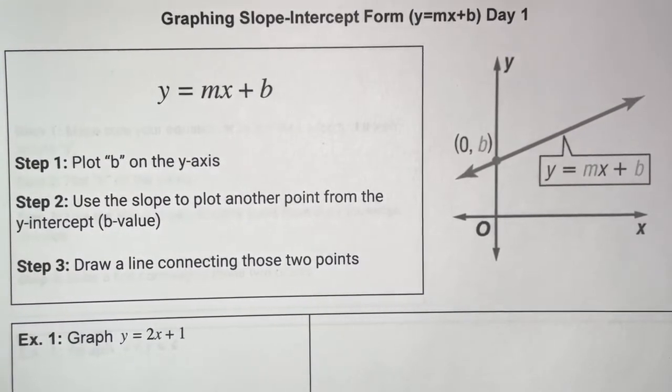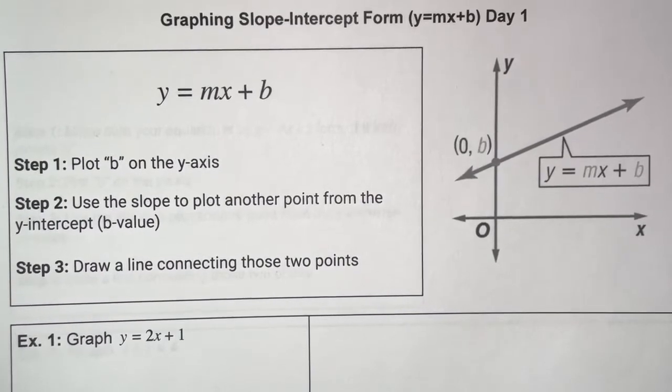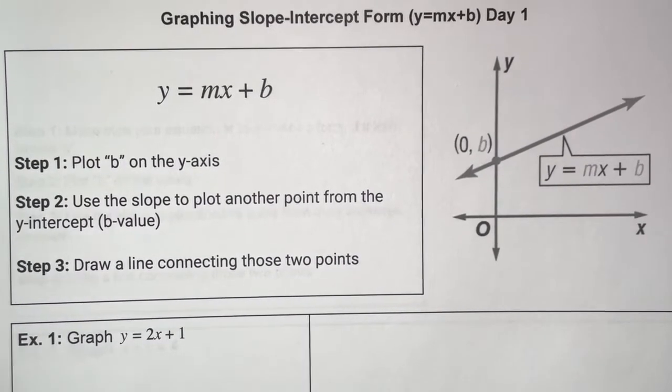So assuming that the equation that you're given is in slope-intercept form, you can follow 3 steps in order to graph it. Step 1, plot b on the y-axis. Step 2, use the slope to plot another point from the y-intercept, which is the b value. And step 3, draw a line connecting those 2 points.